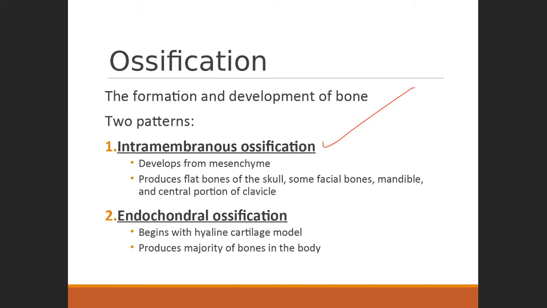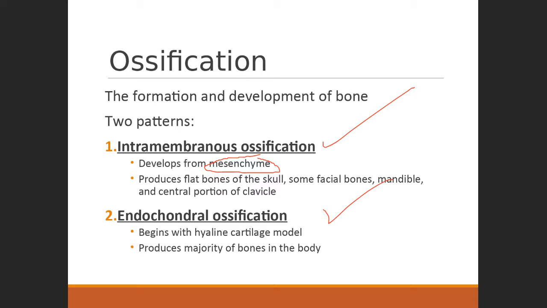The flat bones of the skull, some of the facial bones, the mandible, and in the weirdest pattern ever, only the middle portion of the clavicle, the central third of each collarbone, undergoes intramembranous ossification. So we take our mesenchyme and directly convert it into osseous tissue. The second type is endochondral.